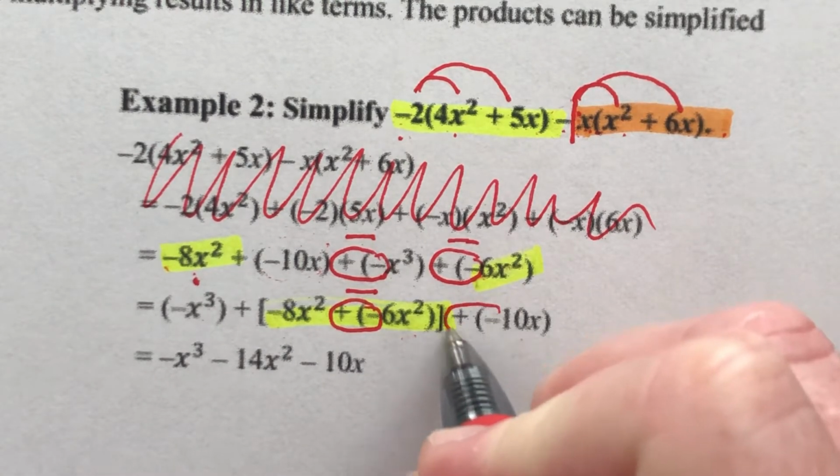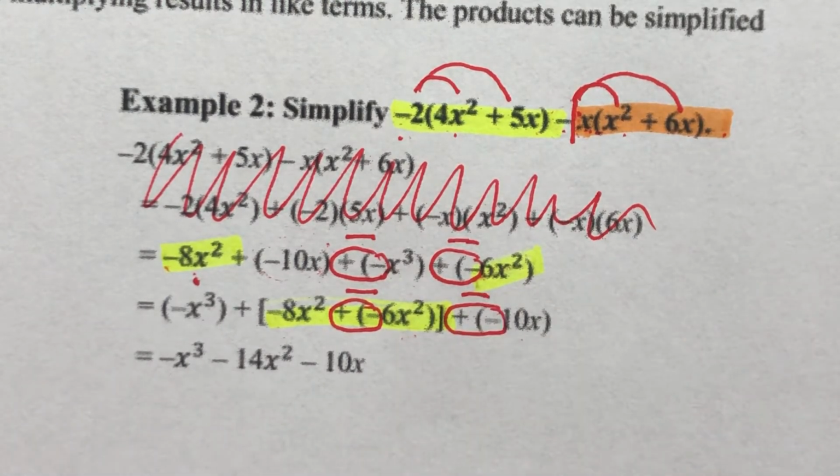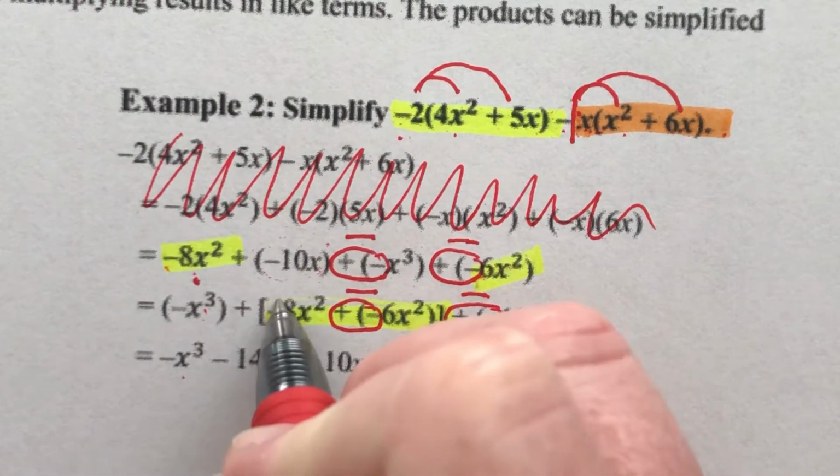And then this is going to change to a minus sign as well. So we're going to end up with negative x to the third. Oh, this is a minus sign.